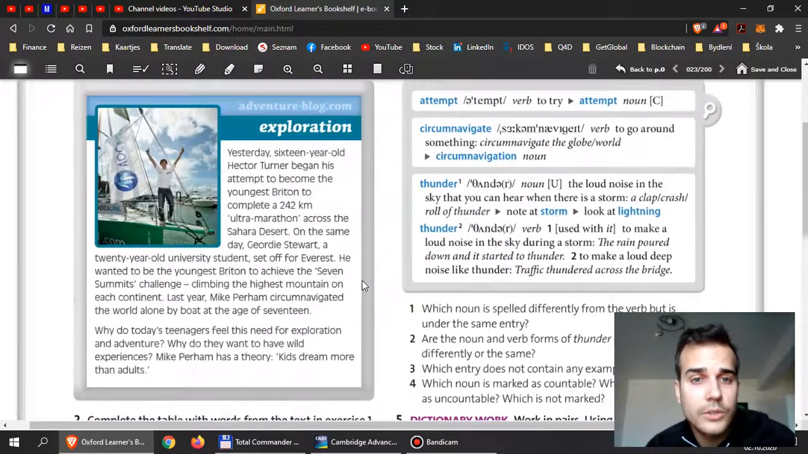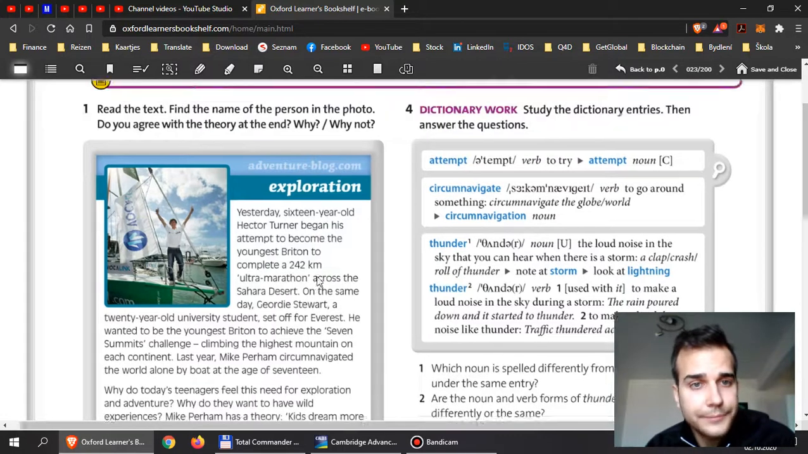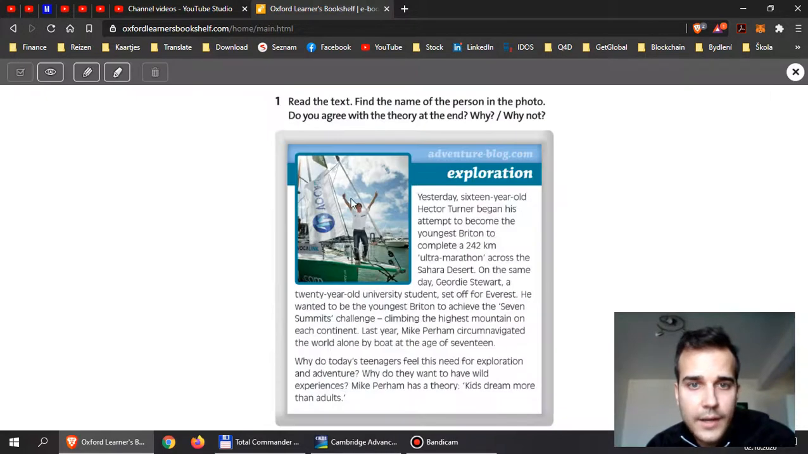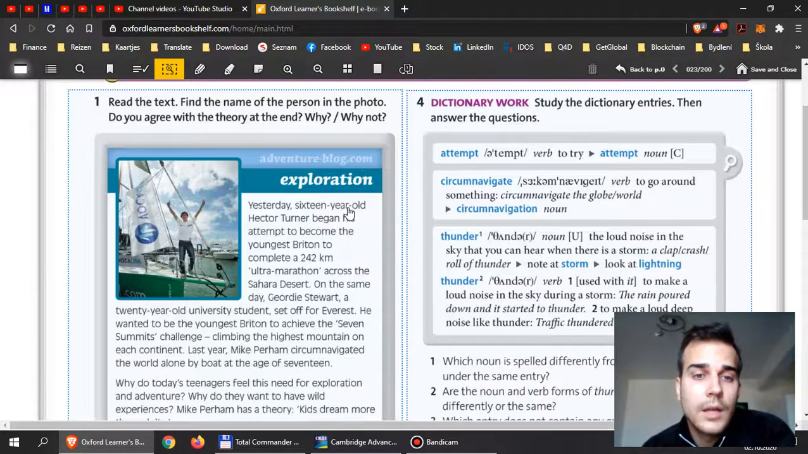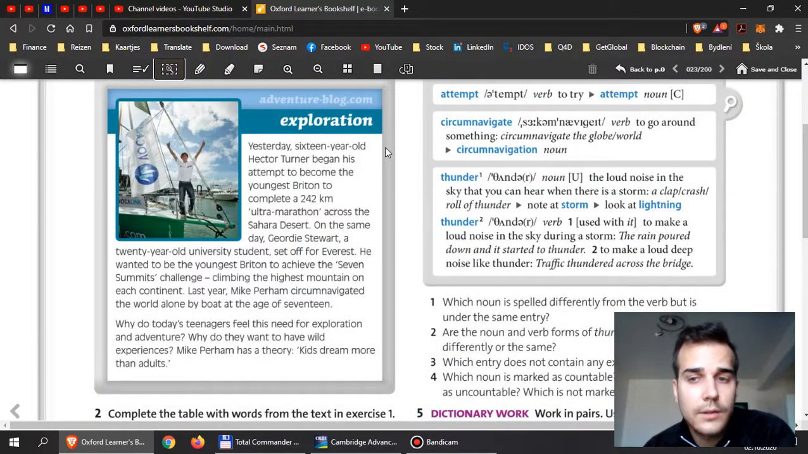All right, we will check the first exercise now. This is where I want you to read the text, all of it, and then find the name of the person in the photo. So here in the photo, you see this guy. What is his name? And then do you agree with the theory at the end? So at the end of the text, they make a statement, all right? They say something important. Now, my question is, do you agree with it or disagree? And you need to think of why, all right? You should write it down somewhere. It can be either here somewhere on the book or just write it anywhere you want. But don't forget to put it together with the other exercises into the picture.